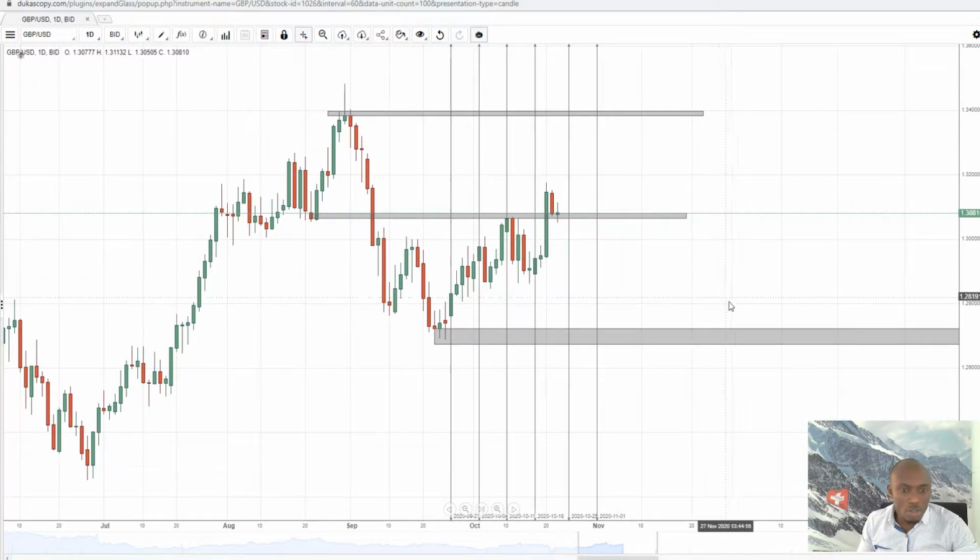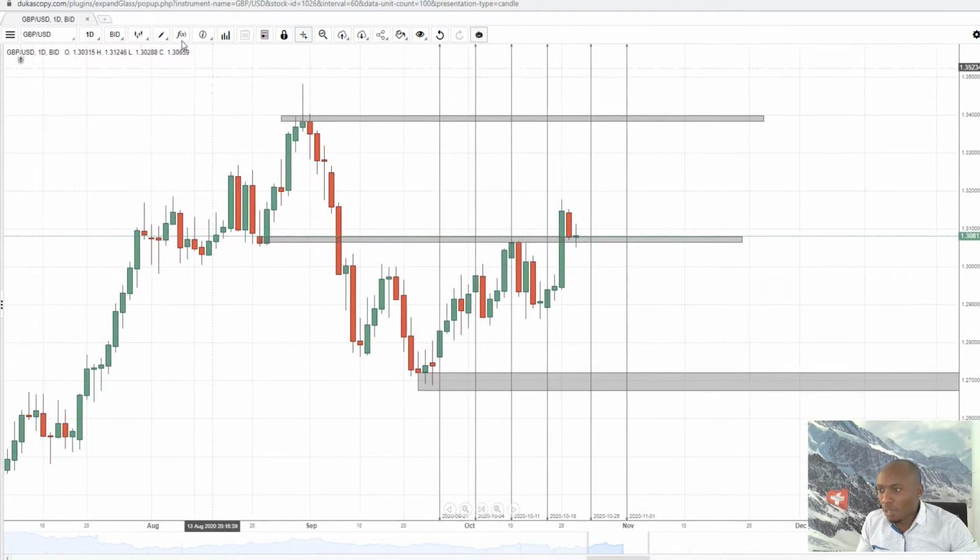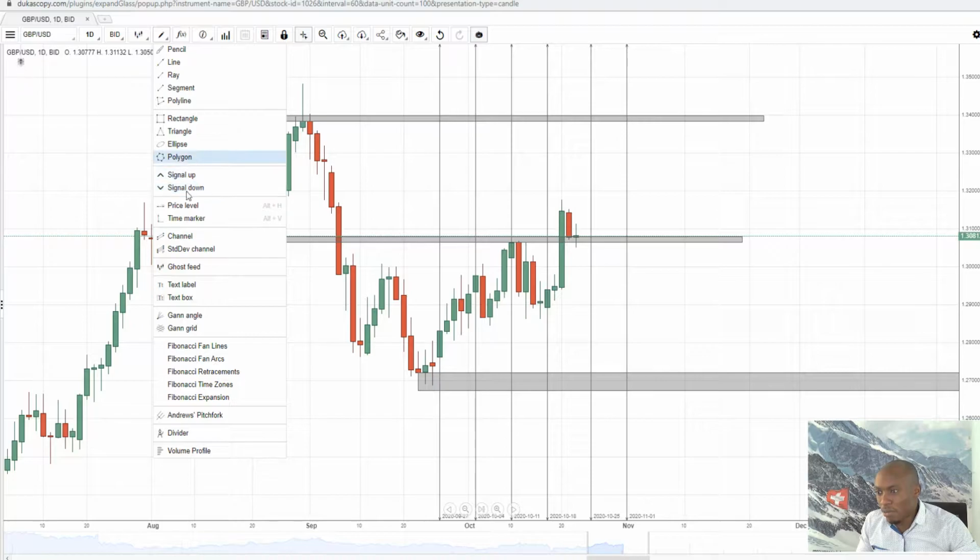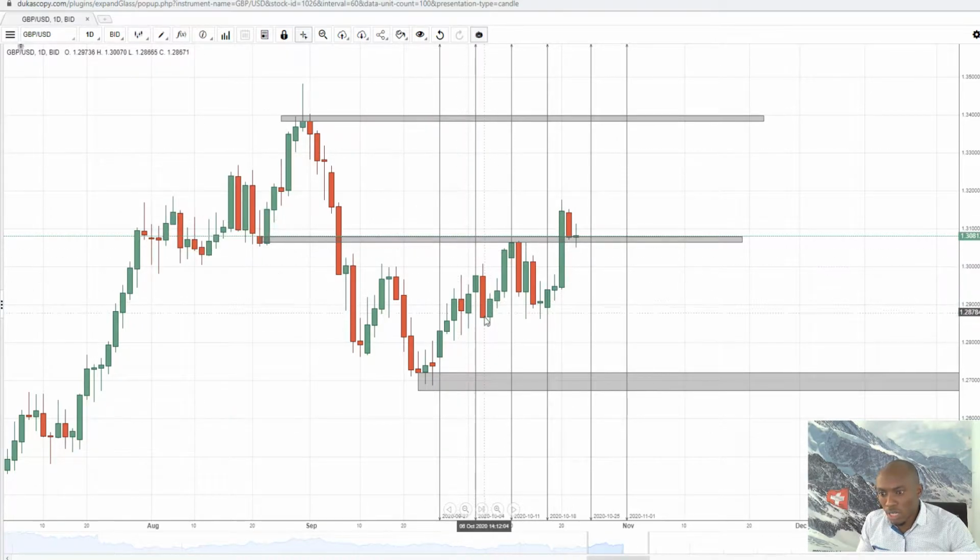I already draw my support and my resistance level. And what I was talking about before, there's kind of daily support. Look at daily support, which I'm looking at this point in time. Yeah, this is the daily support.